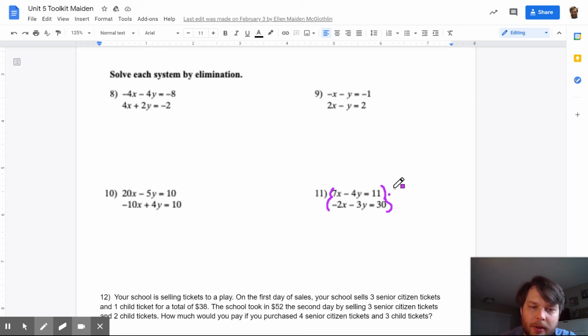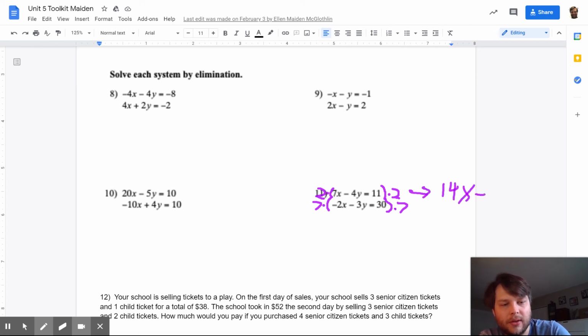All you have to do is grab the coefficient from the other equation. What I mean is, to make a 2 and a 7 match up, multiply 2 times 7, multiply 7 times 2. So all I'm doing is copying the coefficient from the bottom equation and multiplying the top, and same with the other. 2 times 7x makes 14x, 2 times negative 4y, 2 times 11. 7 times negative 2x, 7 times negative 3y, 7 times 30.